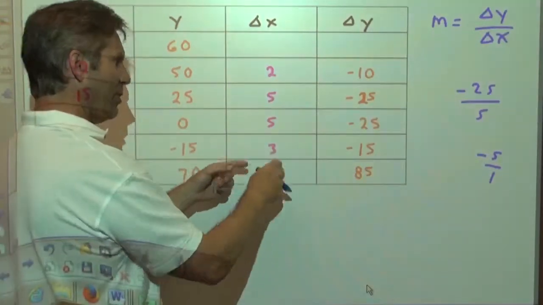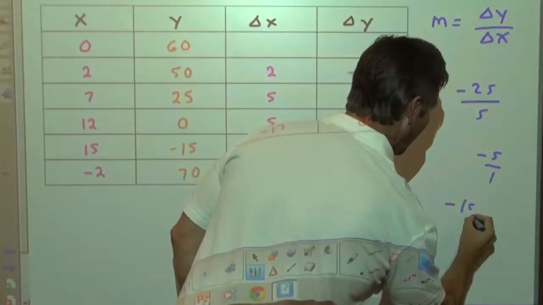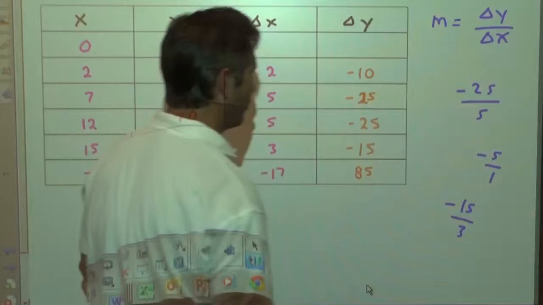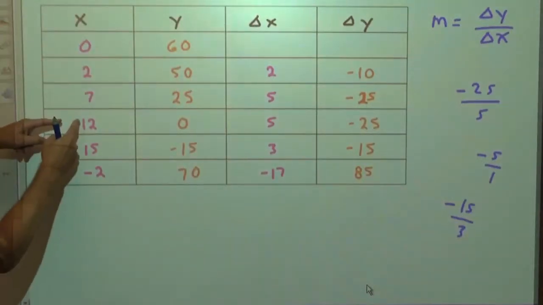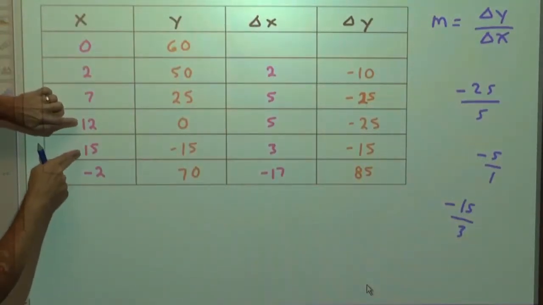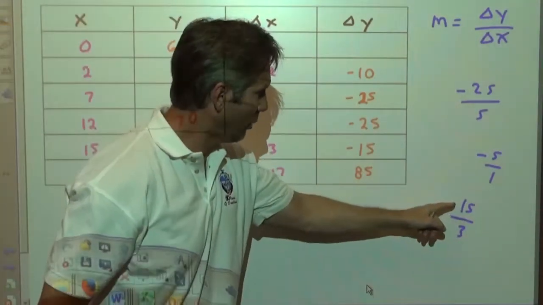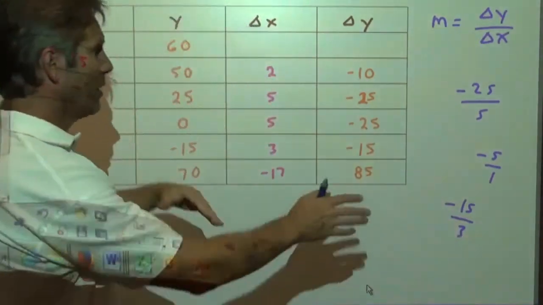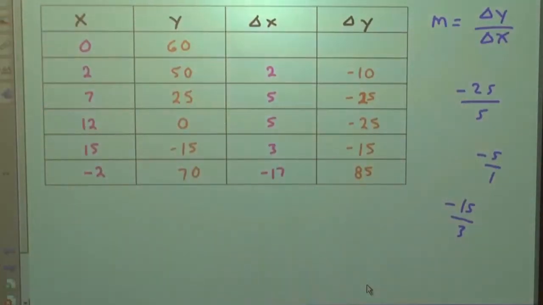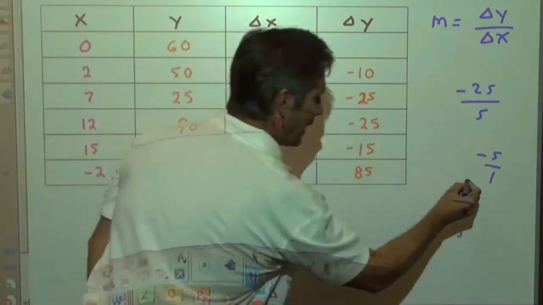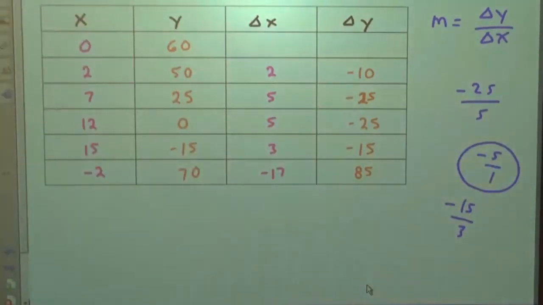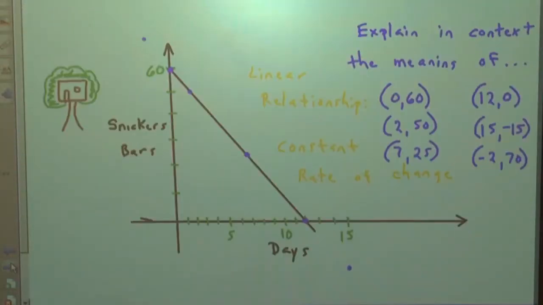Negative 15 over 3. The change in y was negative 15, and the change in x was 3, because when we went from this point to this point, x went up by 3 days, and y dropped by 15. So we lost 15 in the y direction, change in y over change in x. All these change in y's over change in x's between any of these ordered pairs are all consistent. They keep simplifying to a rate of change, a slope of negative 5 over 1.